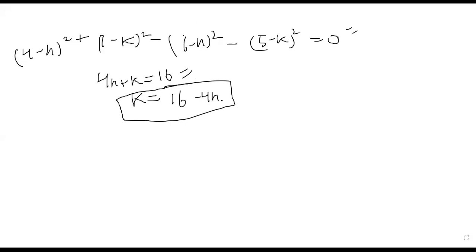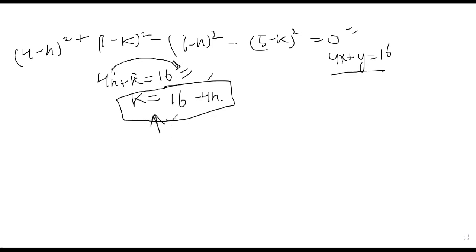Did you understand? Hello, Omar. Yeah, I didn't understand this part. See, we put the values of h comma k on the equation 4x plus y equals 16. You understood that? Yes. So can we find the value of k from this equation? We just shift 4h to the right side. So k equals 16 minus 4h.